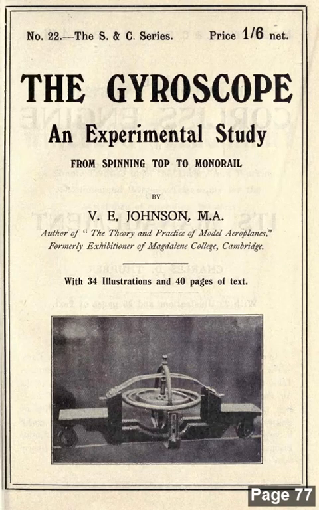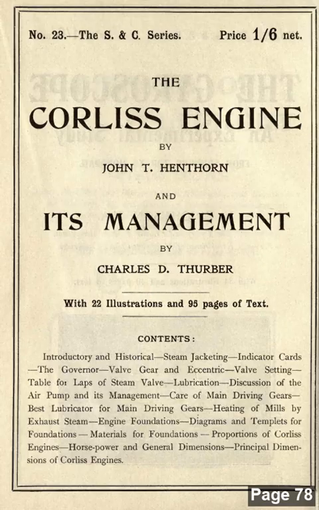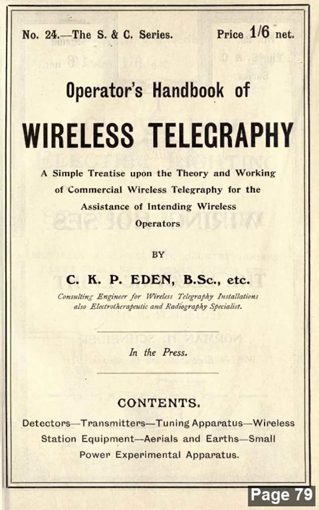No. 22, the S and C series. Price 1/6 net. The Gyroscope, an experimental study from spinning top to monorail by V. E. Johnson, M.A., author of The Theory and Practice of Model Aeroplanes, formerly exhibitioner of Magdalene College, Cambridge, with 34 illustrations and 40 pages of text.